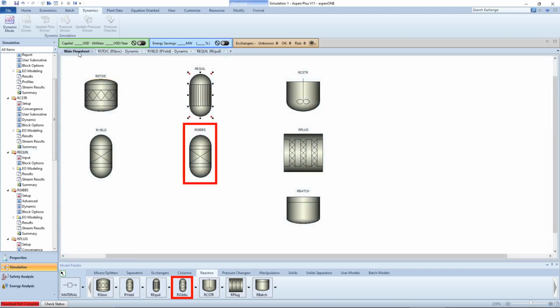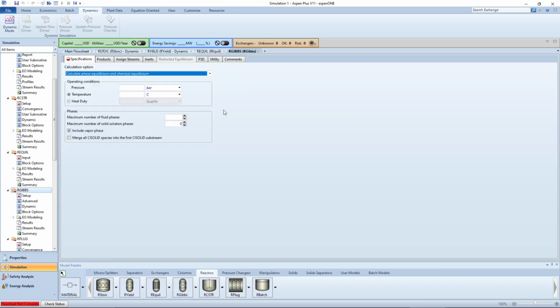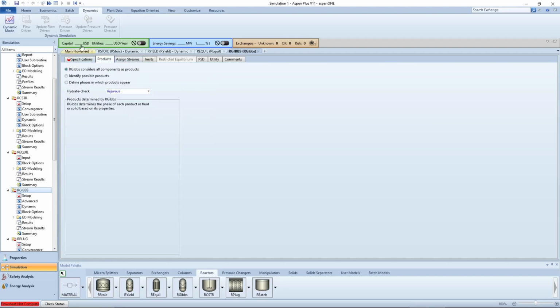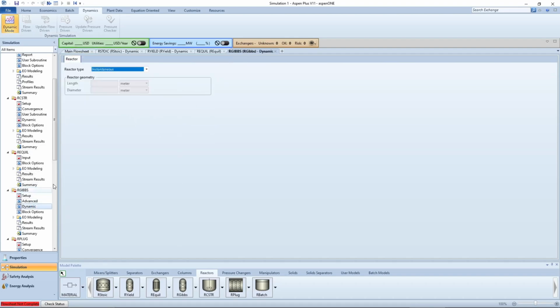R-Gibbs is useful in situations in which not all of the reactants or reactions are known, such as in petroleum refining. R-Gibbs determines the outlet stream composition by minimizing the Gibbs-free energy of the system. Note that if a model of the reaction dynamics is desired, R-Gibbs does not have an option for CSTRs.